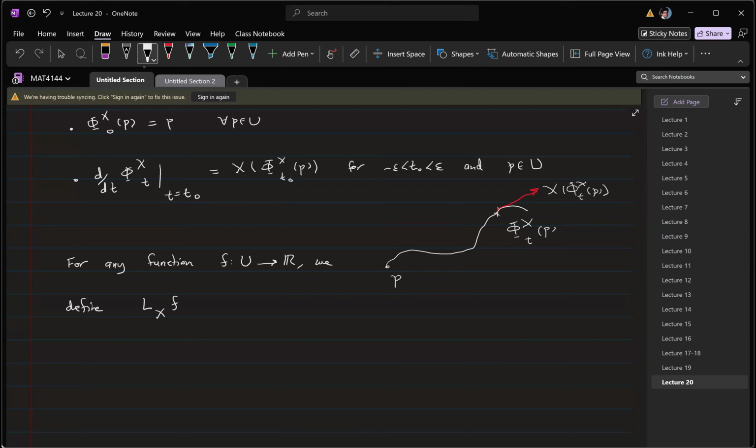But the difference is that the direction can change overall. I mean, at different points, you have different directions. So this partial derivative is just the derivative along the curve, the trajectory of a point when the movement is via the vector field. More precisely, this is just d/dt of f of phi t X of p at t equal to 0. So maybe I should say this is L_X f of p, okay?